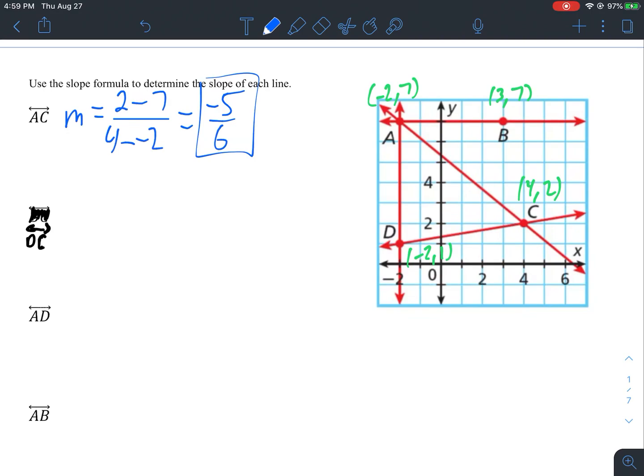Just so you know, a little information here. Negative 5/6 is the same as 5 over negative 6. It's also the same as negative (5/6), like that. You can write it with the negative on top, bottom, or out in front. They're all the same.